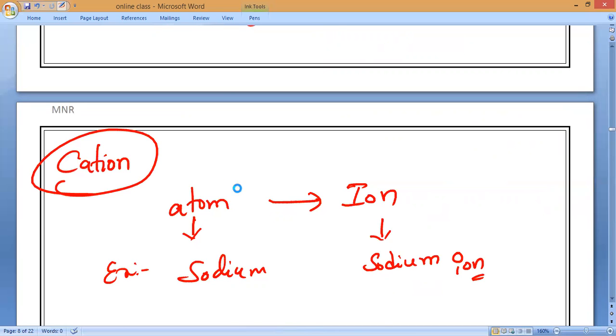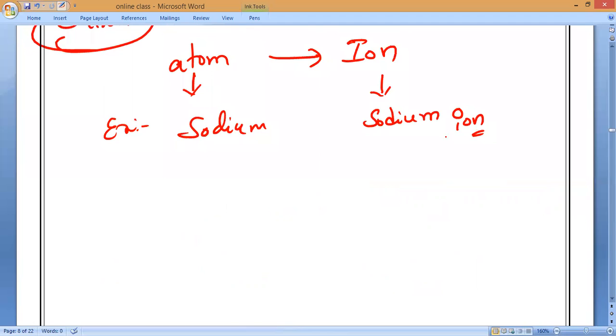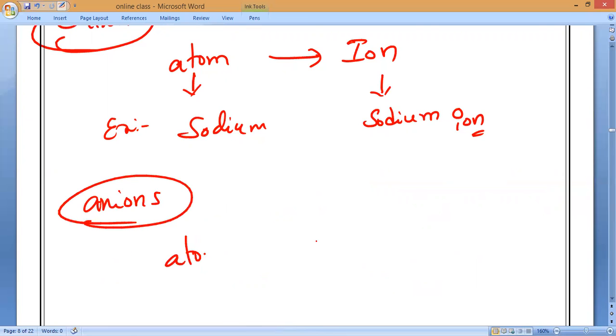The name, no change for cations. Atom and ion, the name is the same. You will get sodium atom and this is sodium ion. But anions are not like that. The atom has a different name, and the ion has some other different name.